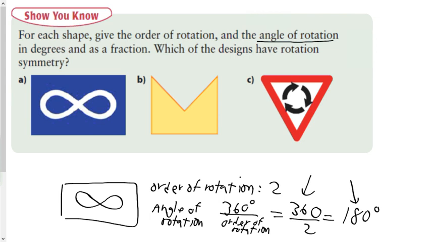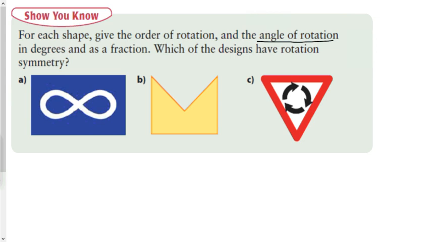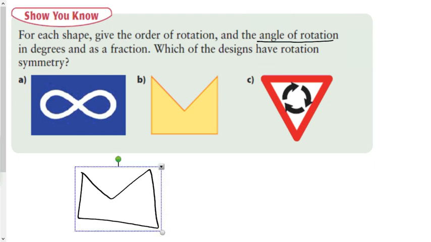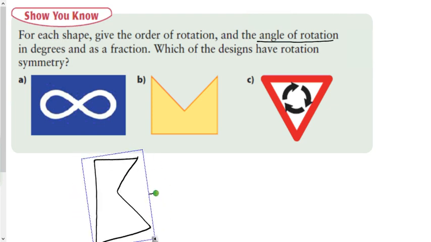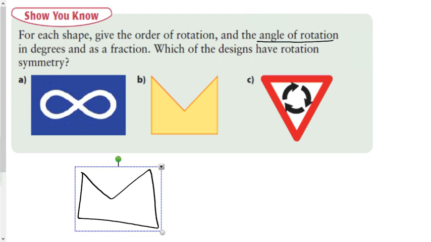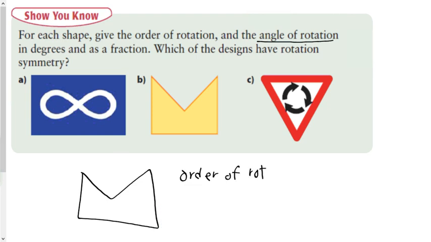If we look at the next one, its shape, and I'll roughly draw this again, is this. If I rotate this image 90 degrees, 180 degrees, 270 degrees, I have to rotate it all the way around before it appears as itself again. Meaning the order of rotation is 1, and the angle of rotation would be 360 divided by 1, or 360 degrees. Meaning I have to rotate it entirely around before it appears as itself again.